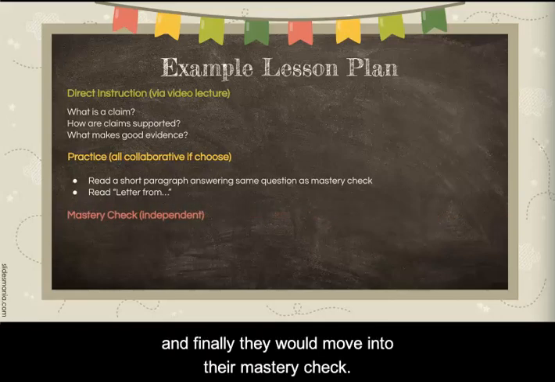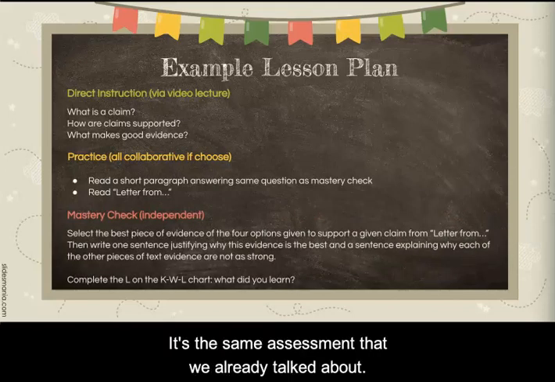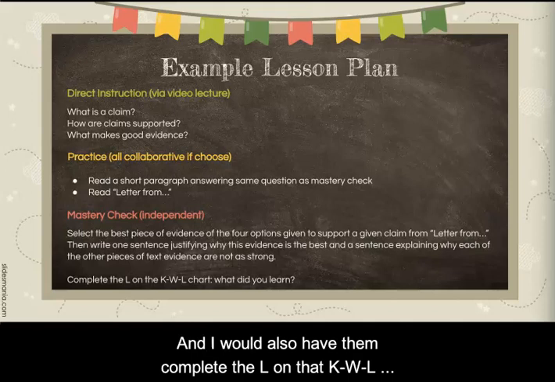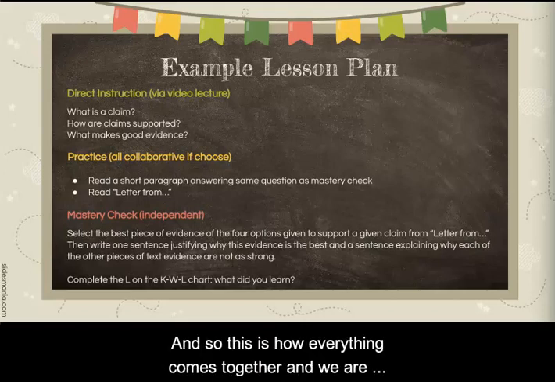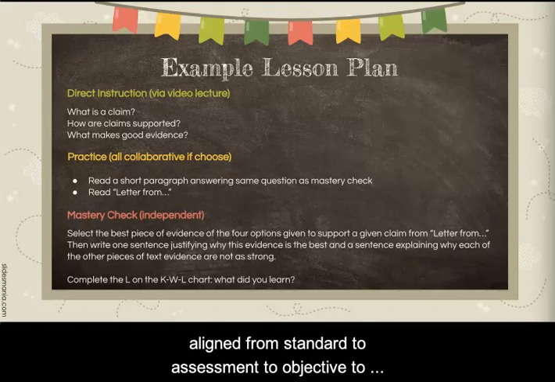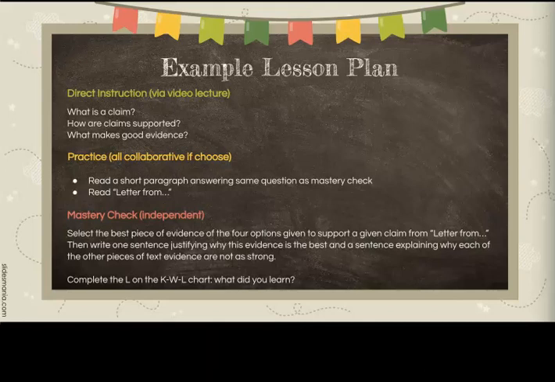And finally, they would move into their mastery check. It's the same assessment that we already talked about. And I would also have them complete the L on that KWL chart. What did you learn in the lesson? And so this is how everything comes together, and we are aligned from standard to assessment to objective to lesson activities.